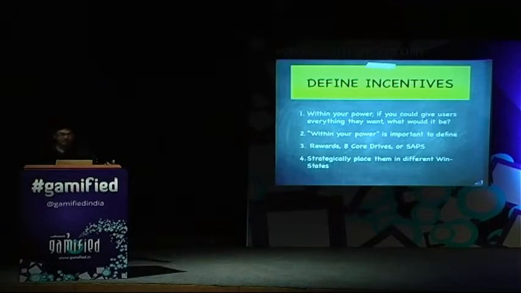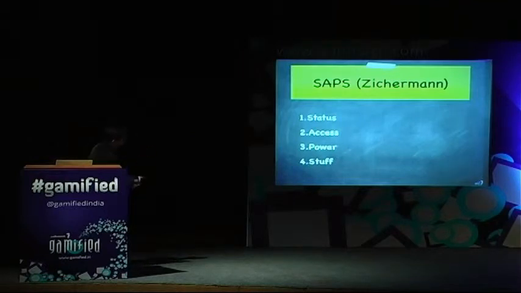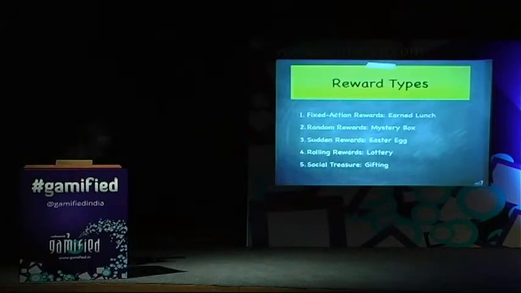And there are different ways to think about incentives, right? There are different types of rewards. There are the 8 core drives, all of those. Motivations, those are rewards too. Incentives also, or you can think about SAPs, which I'll go into a little bit. And once you define what users want, you don't want to give it to them at the beginning, right? But now you can strategically place them in different win states. So one quick one that a lot of people like to think about is SAPs by Gabe Zichermann. Status, access, power, stuff. How can we give them more status? How can we give them access? Do these desired actions, and we'll give you these things. There are a few different reward types too. There are the fixed action rewards, earned lunch, random rewards, sudden rewards.